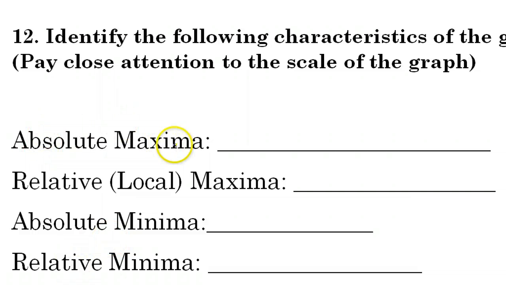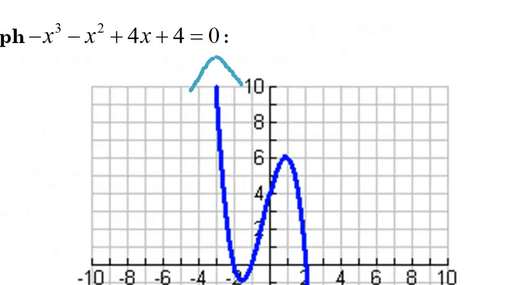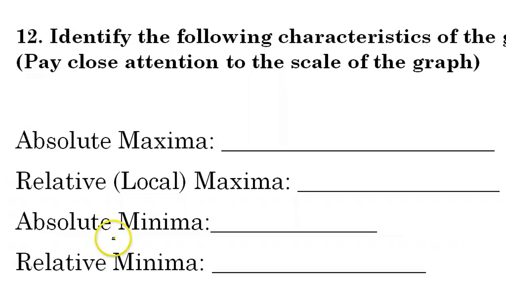Alright, absolute maxima. Well, there really can only be one, so absolute maximum. Is there an absolute maximum? An absolute maximum would be the highest point on this graph, none higher. And because this graph goes up forever, there is no absolute maximum. Okay, so absolute maximum, none.